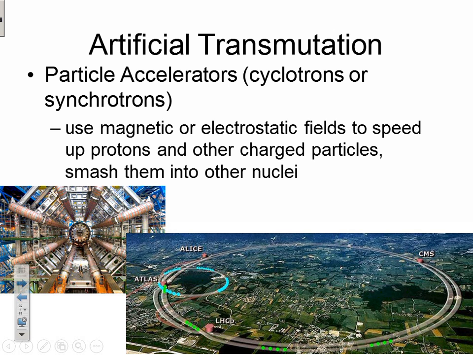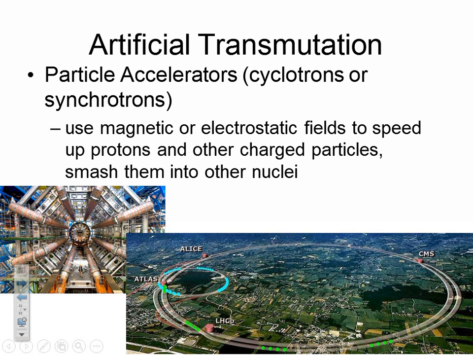Where do we see artificial transmutation? Particle accelerators. Particle accelerators are all examples of artificial transmutation. Cyclotrons or synchrotrons use magnetic or electrostatic fields to basically speed up small particles, like the alpha particles or the protons, and then they put the nuclei that they want to bombard in location, and then they shoot these really, really high speed particles at it.